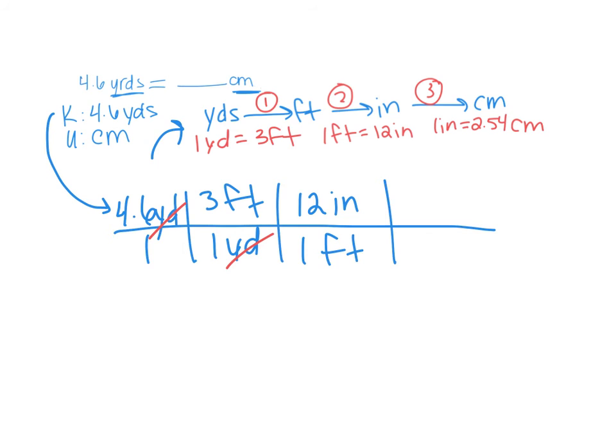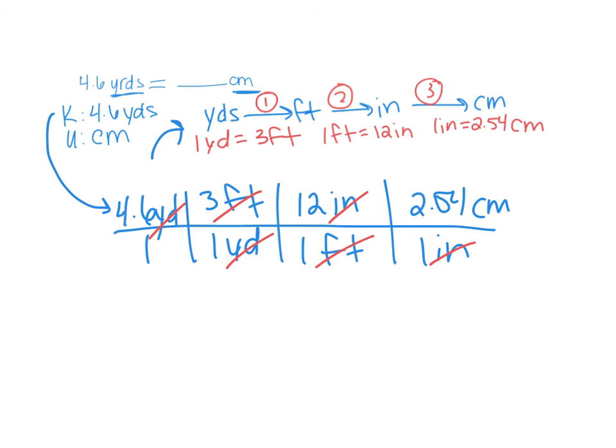I know to put foot on the bottom so that feet and feet can cancel out. You should always have the same unit on the diagonal. And our last step, we're going from inches to centimeters. So we know that there are 2.54 centimeters in 1 inch. And we know we put inches in the bottom so that they can cancel out.